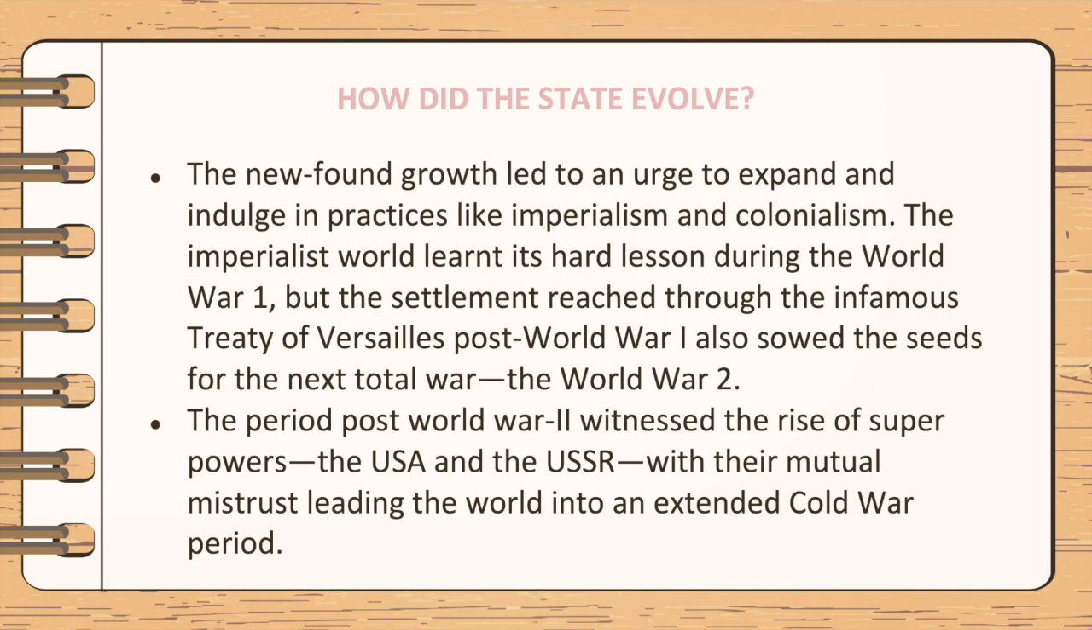So the newfound growth led to an urge to expand and indulge in practices like imperialism and colonialism. The imperialistic world learned its hard lesson during World War I, but the settlement reached through the infamous Treaty of Versailles post World War I also sowed the seeds for the next total war, World War II. After World War I, the Treaty of Versailles established the League of Nations, but it failed because of World War II.